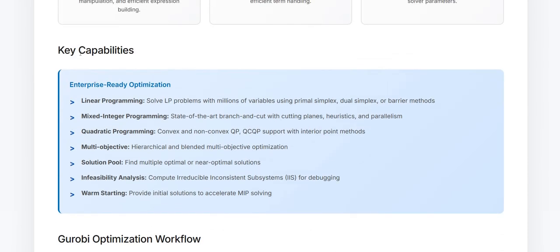Here we'll talk about some key capabilities. With those building blocks in place, the solver supports a wide range of problem types. Linear programming handles very large continuous models. Mixed integer programming uses advanced branch and cut techniques with heuristics and parallelism. Quadratic programming supports both convex and certain non-convex formulations. There is support for multiple objectives, solution pools, infeasibility analysis through irreducible inconsistent subsystems, and warm starts that reuse prior solutions to speed up future solves.